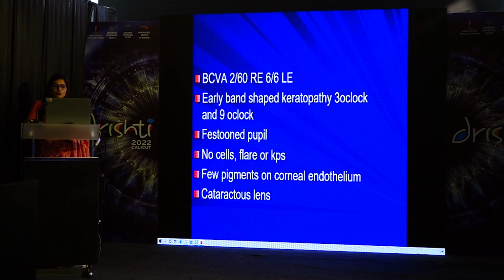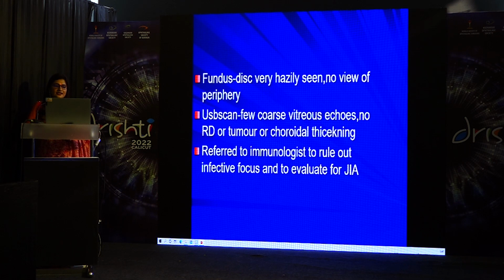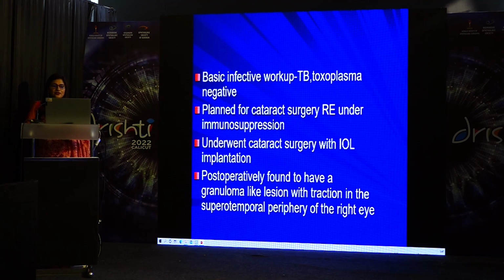Visual acuity was only 2/60 with an early band-shaped keratopathy, festooned pupil, and a cataractous lens, and we could not see the fundus. So B scan showed that there is no retinal detachment or choroidal thickening or tumor, and he was sent to the immunologist to rule out an infective focus. Basic infective workup all came up negative, so we started him on immunosuppression, and he underwent cataract surgery.